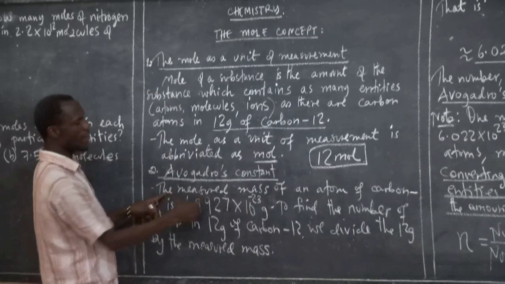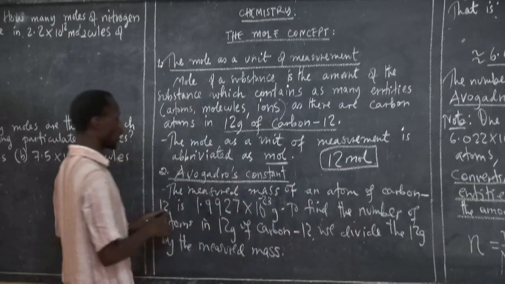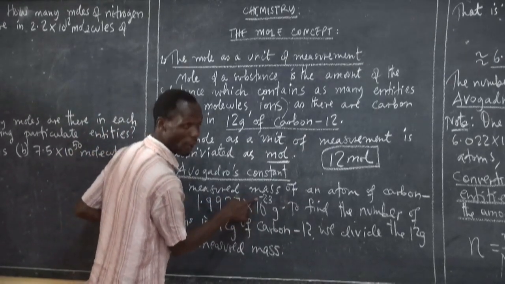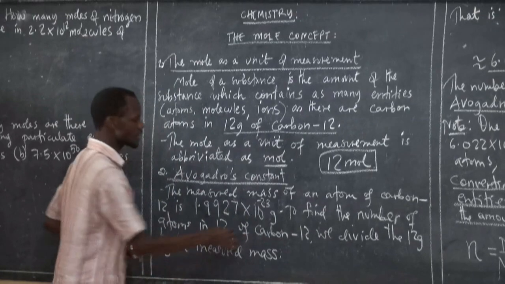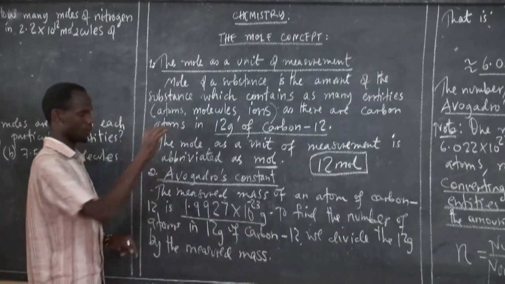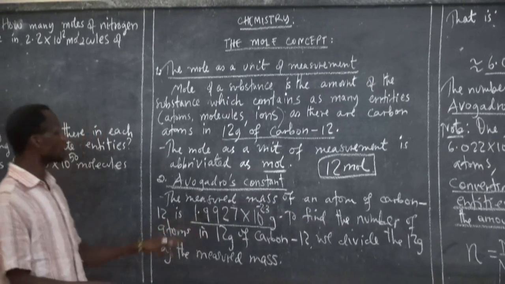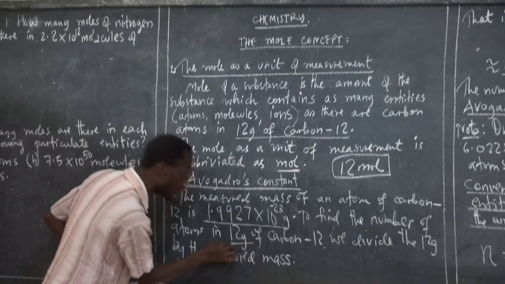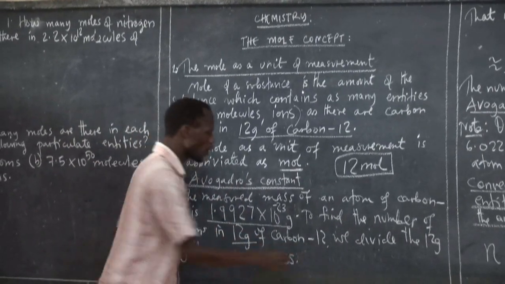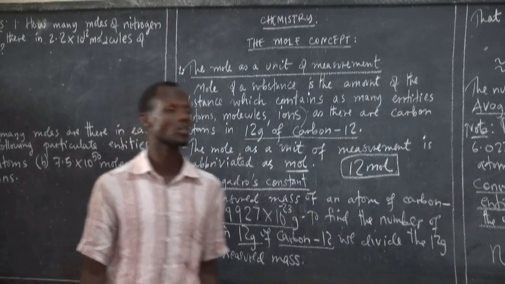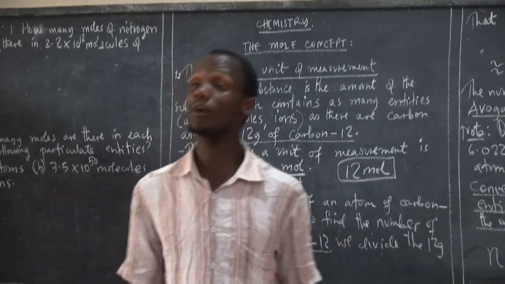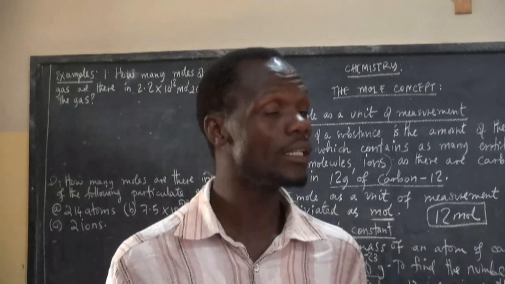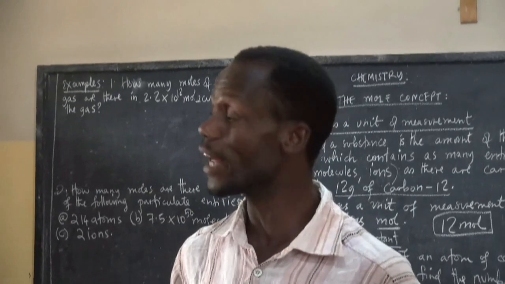Now, the measured mass of an atom of carbon 12 is 1.9927 times 10 power negative 23 grams. This is the measured mass of carbon 12. Now, to find the number of atoms in 12 grams of carbon 12, why do we call it carbon 12? This is all about isotopes. We have carbon 12, carbon 13, and carbon 14. That is isotopes, according to the isotopes principle. We learned about isotopes.